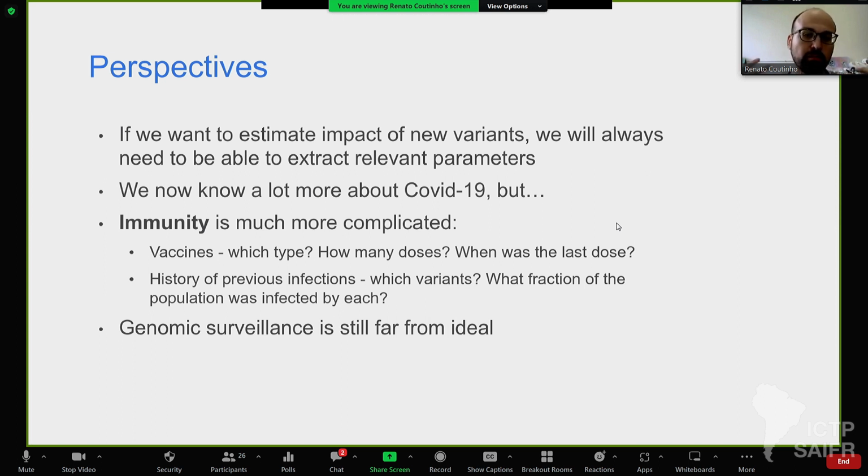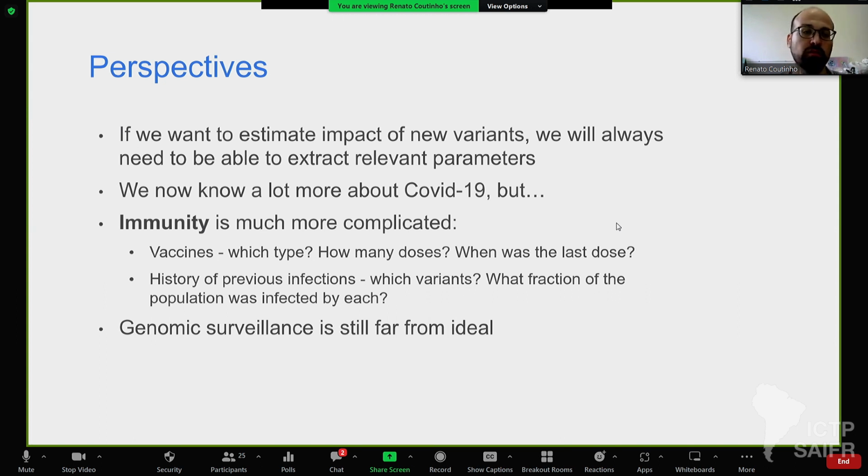Of course, now we know a lot more about COVID-19, but immunity is also a much more complicated thing now, because now we have vaccines, and we have vaccination that is very heterogeneous. We have many different types of vaccines. We have different places with different coverage of vaccination, different coverage for 2 doses, 3 doses, second booster, and so on and so forth. The timing of the last dose may be of relevance as well, because after some time, there is some waning. This is pretty much established by now.